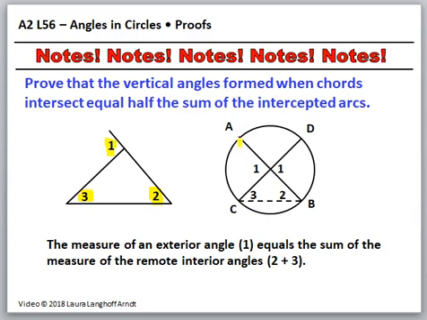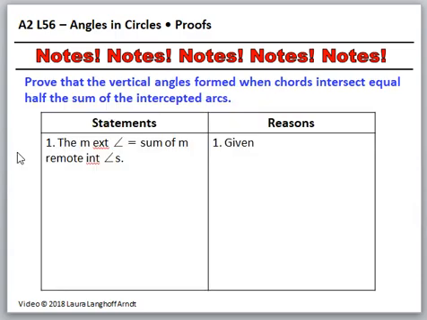So what we have here is, like I just said, two remote interior angles, and an exterior angle, which is 1, and it goes either way. Now, let's do the proof. It's going to be a little bit hard because I'm going to have to try and write small. We'll see if I can't get it all in here. What are we given? Well, what do we know?